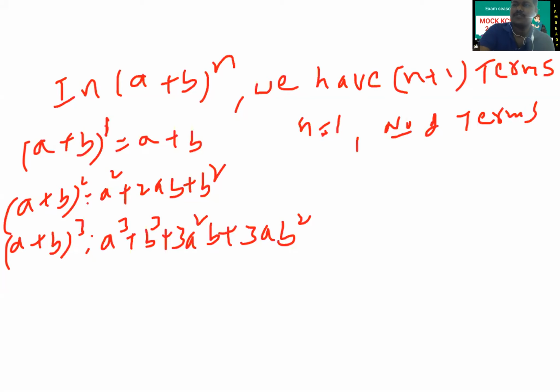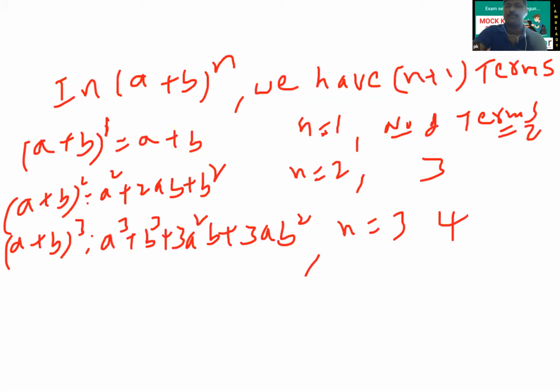Number of terms 2, correct? Here n is equal to 2. Number of terms are 3. Here n is equal to 3. Number of terms are 4. So power 3 iddaga number of terms 4. Power 2 iddaga number of terms 3. Power 1 iddaga number of terms 2. Power n iddaga number of terms n plus 1. Understand? Right.